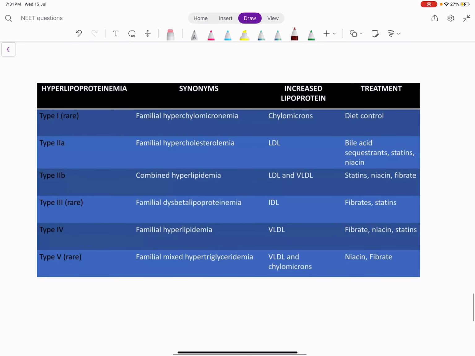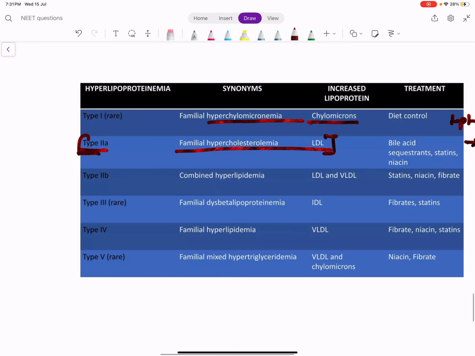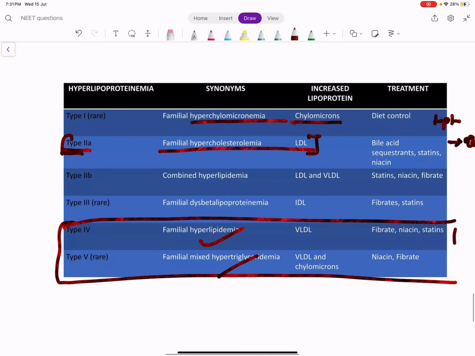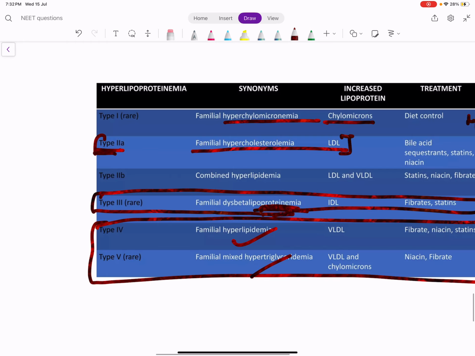Type 1 is familial hyperchylomicronemia. Chylomicrons are high. It's due to lipoprotein lipase. Type 2A is familial hypercholesterolemia. LDL is high. Here we get tendon xanthomas. So type 4 and type 5 triglycerides are high. So it is familial hyperlipidemia, familial mixed hyperlipidemia. Type 3 is familial dysbeta lipoproteinemia. Here IDL is high, intermediate density lipoprotein is high.